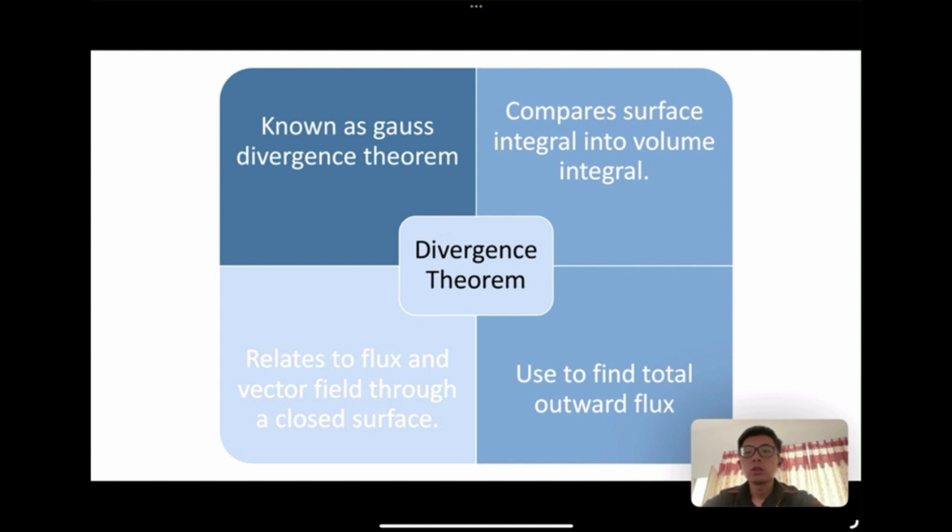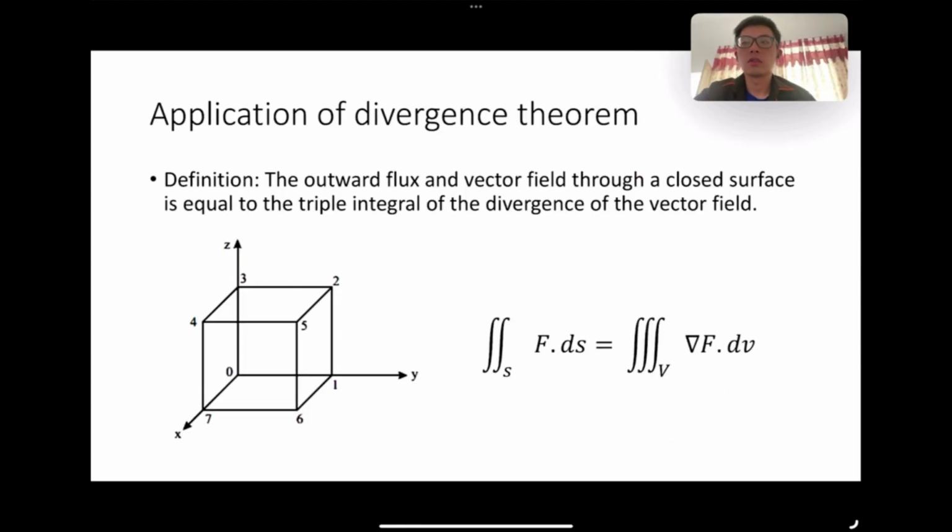So first, the divergence theorem is also known as Gauss's divergence theorem. It actually relates a surface integral to a volume integral. It also relates flux and a vector field through a closed surface, and is used to find the total outward flux for a closed surface. The definition of the divergence theorem is that the outward flux of a vector field through a closed surface is equal to the triple integral of the divergence of the vector field. So according to this equation, the left side is a double integral over surfaces and the right side is a triple integral over the volume.